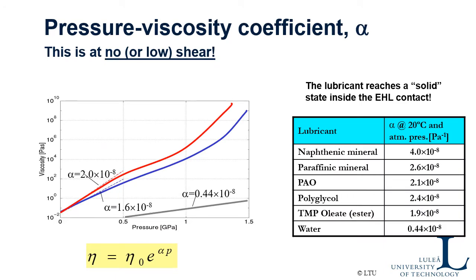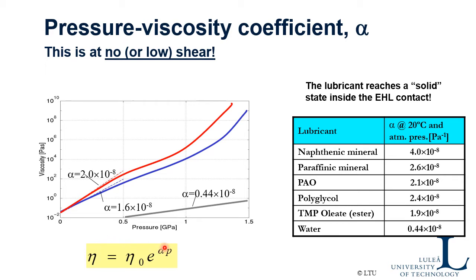As you may have seen in other videos here about elastohydrodynamic lubrication, the viscosity, for an oil at least, is very sensitive to pressure. So if you increase the pressure, the viscosity will increase rapidly. If you increase it to gigapascals, which you have in an EHL contact, you can see here that the viscosity may increase several orders of magnitude. At least at low pressures, an exponential expression describes the increase of viscosity relatively well, at least up to say 100 megapascals or so.